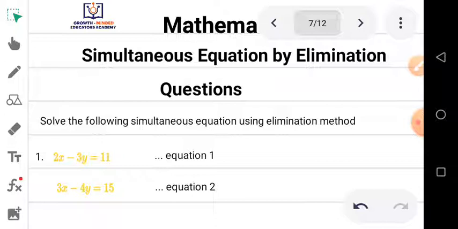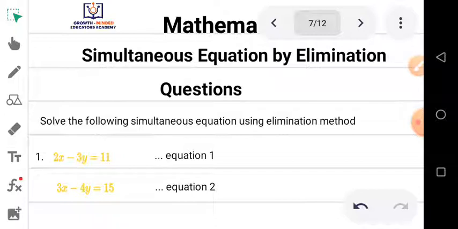But what if they are different, one is positive and one is negative? Then you just need to add. That's one, that's two. Now another thing you need to understand is that in this particular equation, x is not the same in both equations, and the same thing with y. So what do you do?